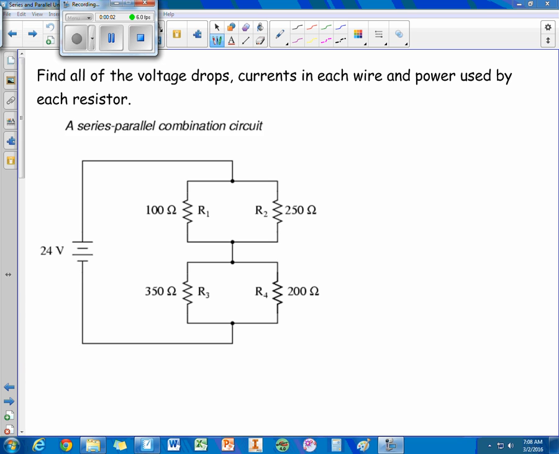This is the final video for the series in parallel circuits unit. And in this one, we're just going to work through a couple of circuits here. These are circuits that combine parallel and series.